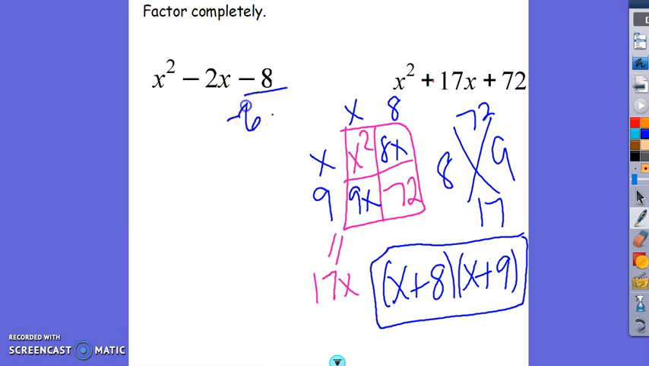If your last term is negative, but your middle term is negative 2, then one has to be positive. Oops, that wouldn't work. One has to be positive and one has to be negative. So negative 4 and 2 would give you negative 2. All right, remember that you can always check your work by making sure that all your multiplication in your box is correct, and when you multiply it back out, you get this answer.